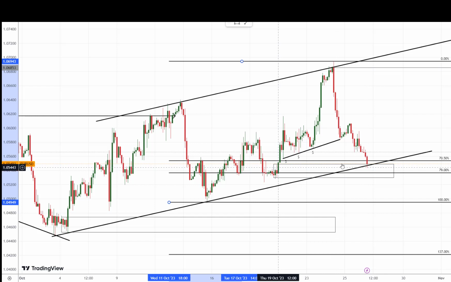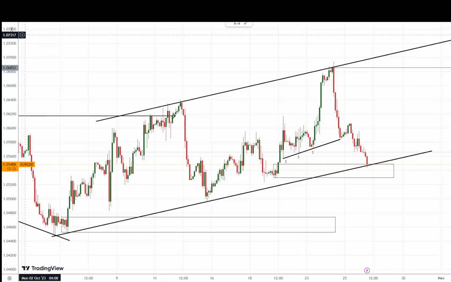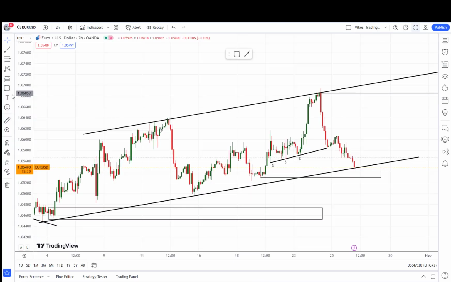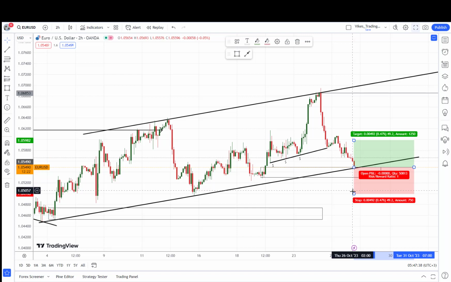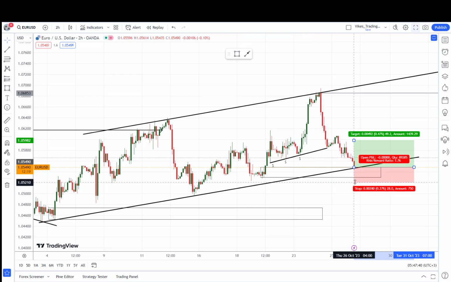Price has pierced an OB, a bullish OB. Price has swept liquidity here. Okay, and the OB confluences with the 79% Fibonacci level. So this will be a very good setup for me to trade. So in case I execute, for aggressive traders who put limit orders on the OB, this will be the setup.